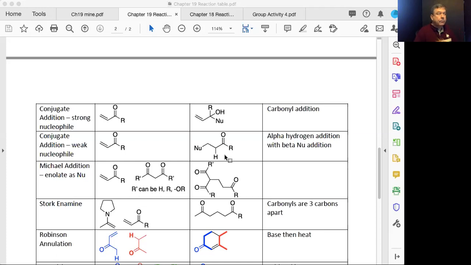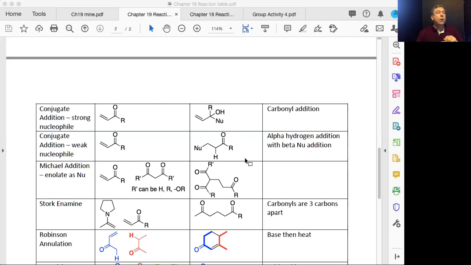Okay. So, we can again have this carbonyl compound be an aldehyde, a ketone, an ester, or even a cyano group will work here, because as long as it's an electron withdrawing group here, it will do that conjugated beta addition of a weak nucleophile.